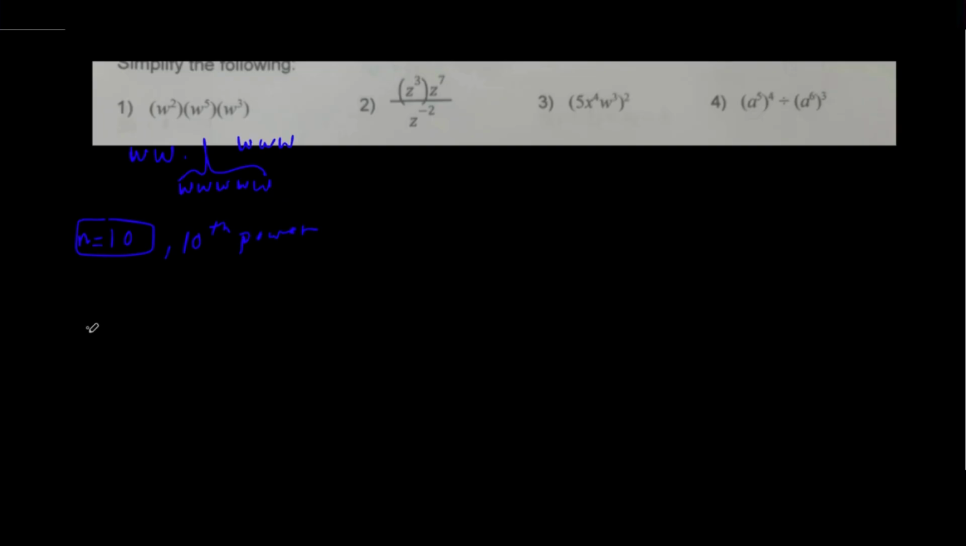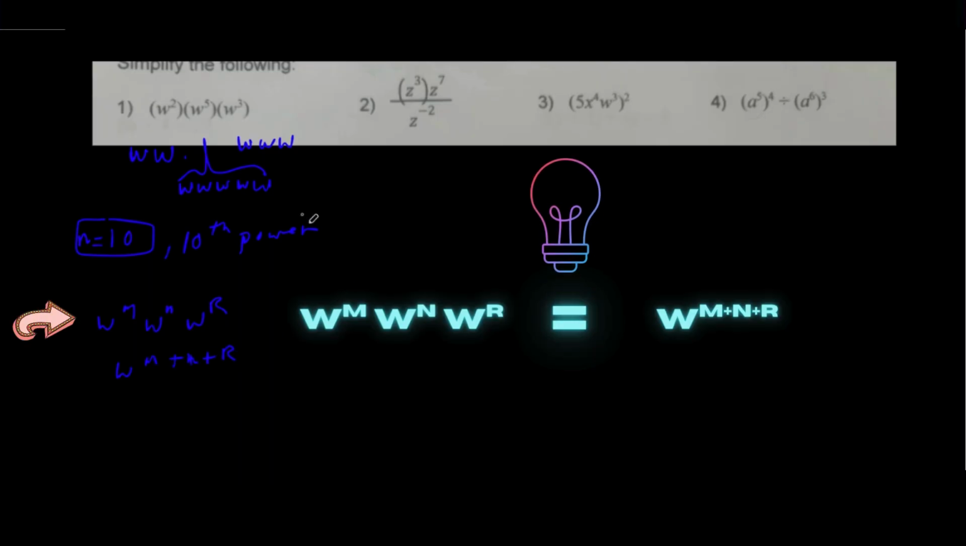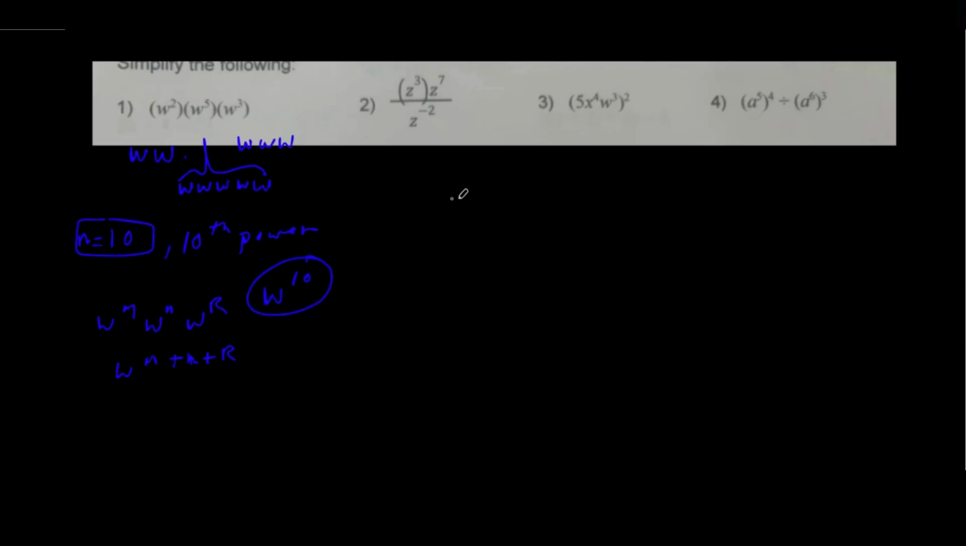The rule would be like Wm, Wn, Wr, or something like that. Then you add them. Wn plus N plus R. Okay. And so you're going to write W to the 10th power. Good job. Make sense? Okay.